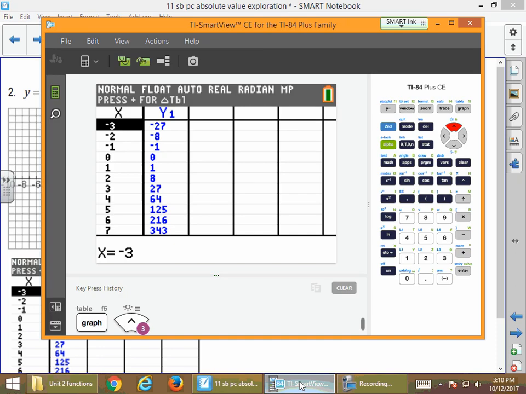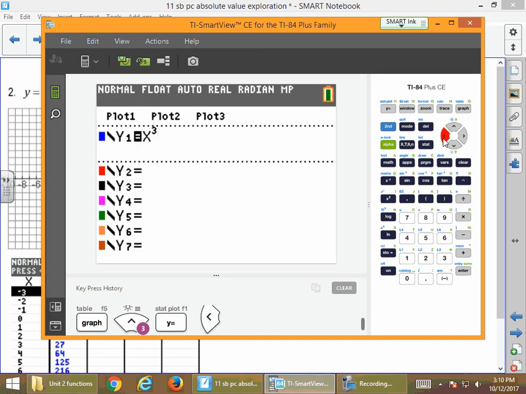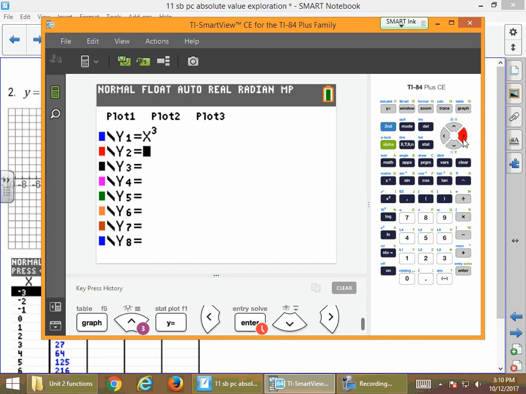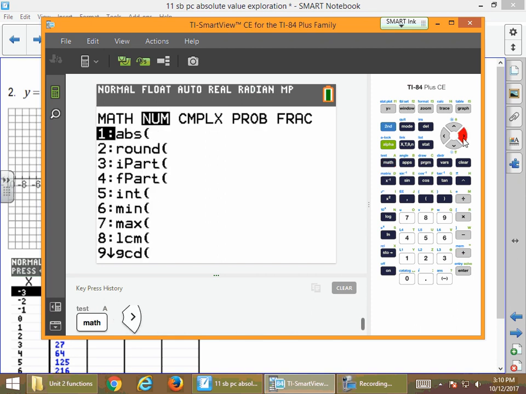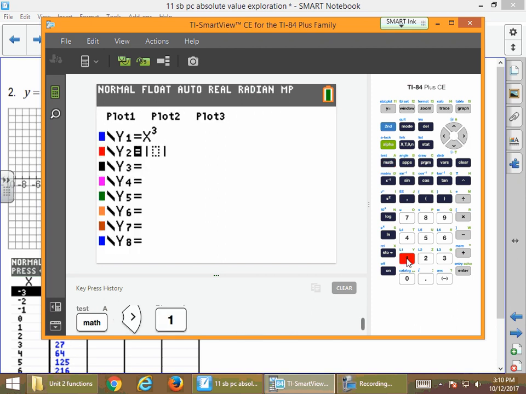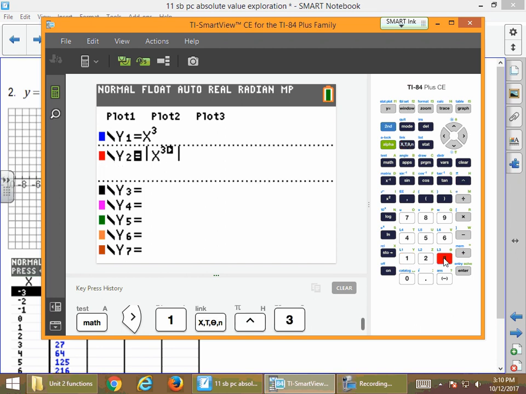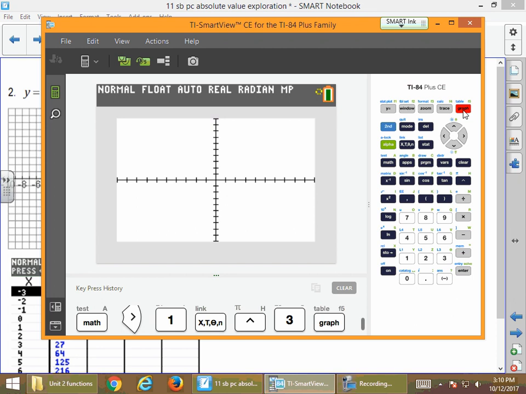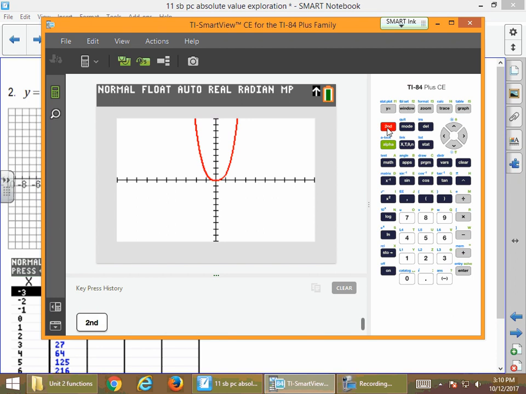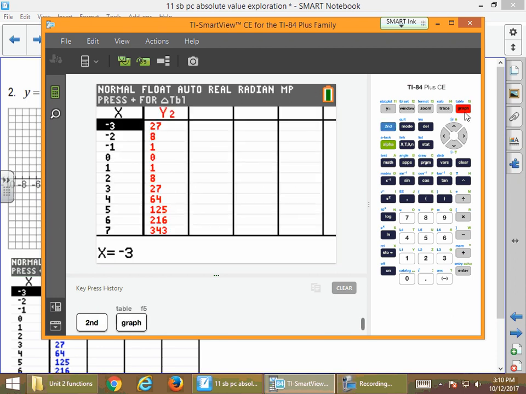Well, let's go back to our calculator, and I'm going to turn this graph off for a minute, and let's do the absolute value of this function. By the way, we use math, and then number, and 1. So we're going to do the absolute value of x cubed. And let's look at the picture. We should only see one graph. And there's a picture. Well, let's look at the table here and see what our points are so we can compare this.